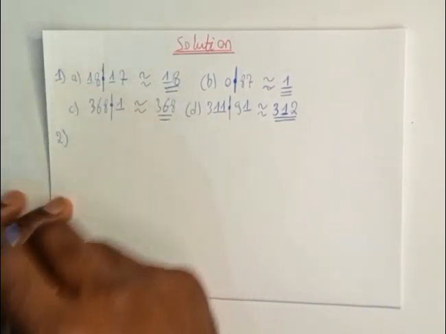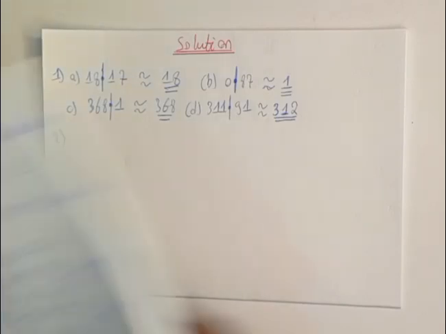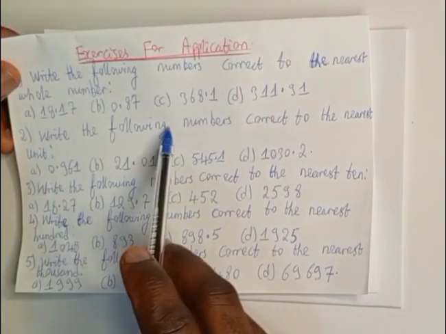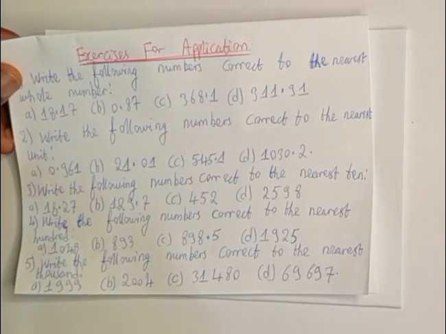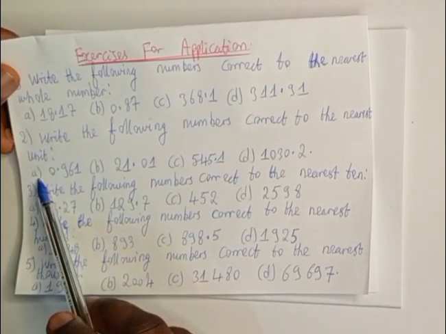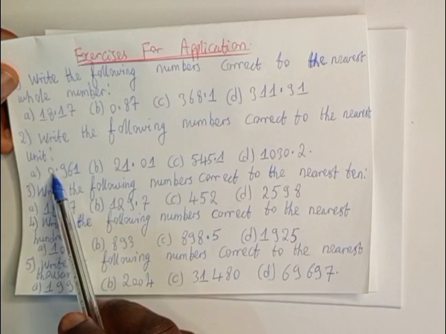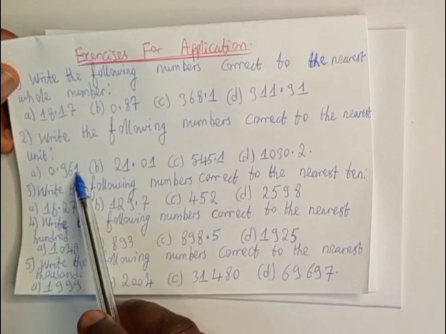We move now to question 2. Question 2. Write the following numbers correct to the nearest unit. A, we have the number 0.961.